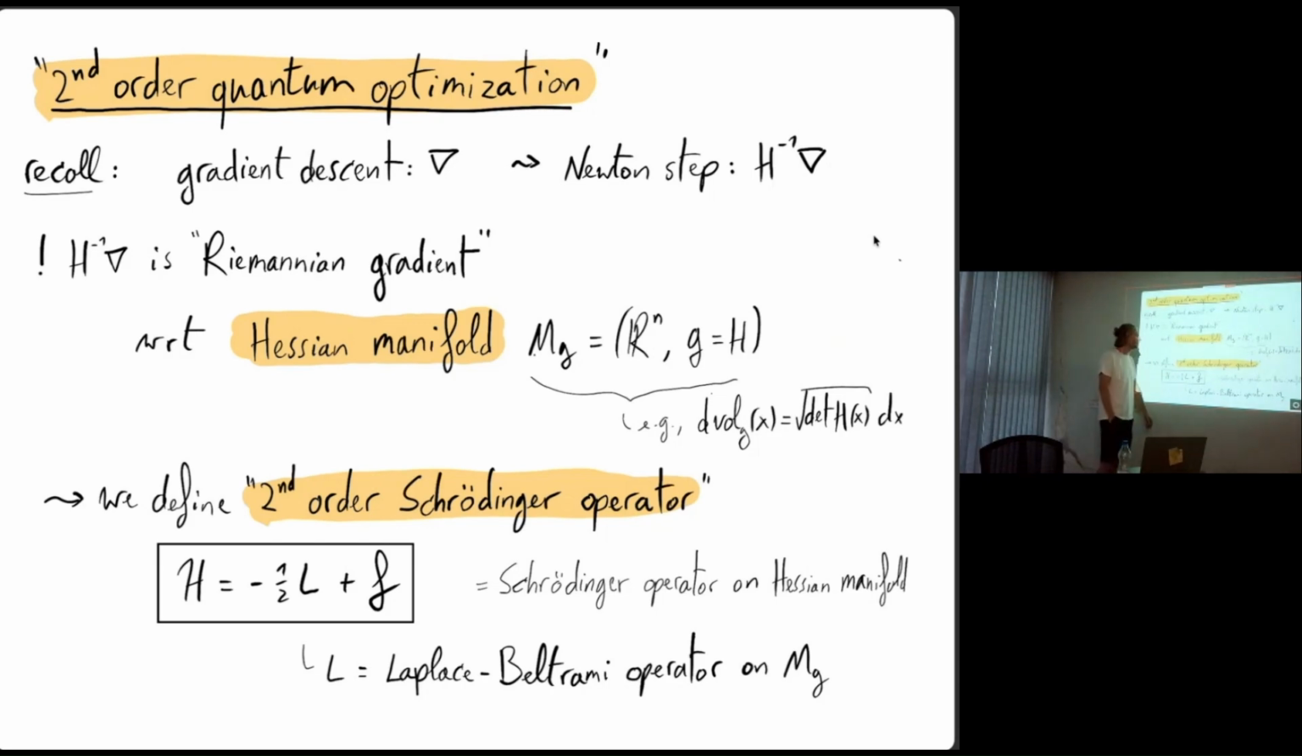So this is the Laplace-Beltrami operator, which roughly you can think about as replacing your gradient by this rescaled gradient. Yes. Can you please explain the Hessian manifold? Right.